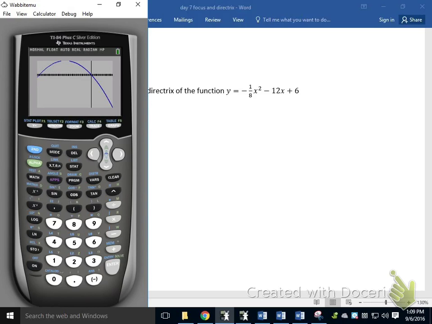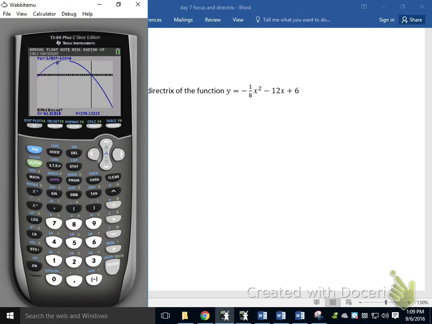And I'm going to calculate that now by doing, first of all, this is a maximum. You need to make sure you realize that. So it has a maximum on this one. So second, calculate the trace key. Alright, and you're going to want to select maximum. Once you hit enter on that, you're wanting to give it a left bound. The cursor is not to the left of the vertex. The vertex was right here, so you need to go into the left of that vertex. And I'm going to stop right there and hit enter.